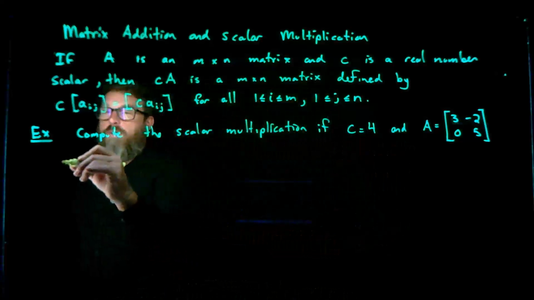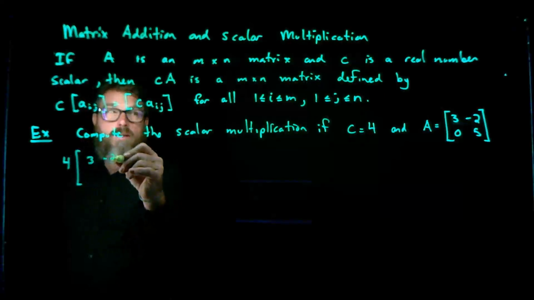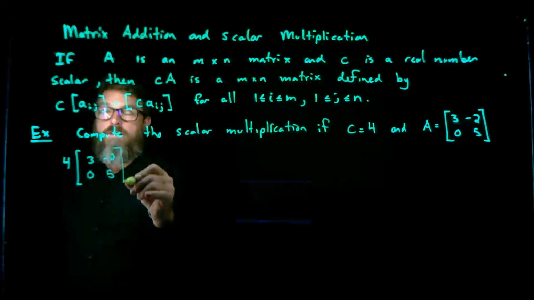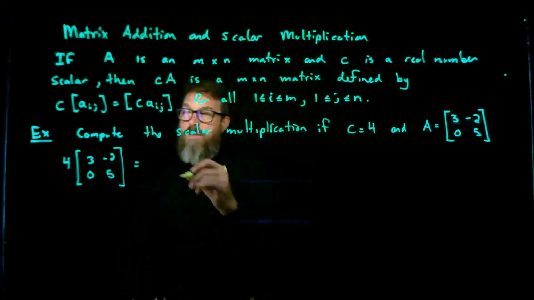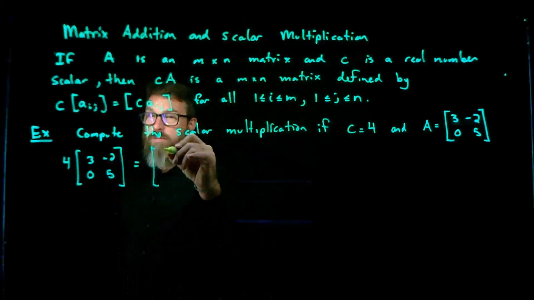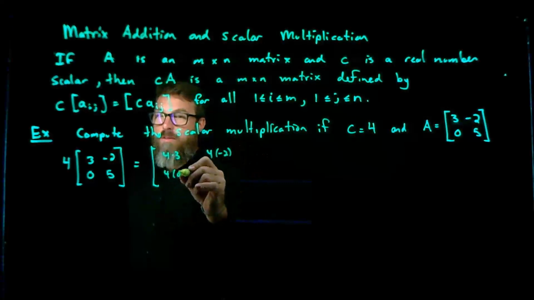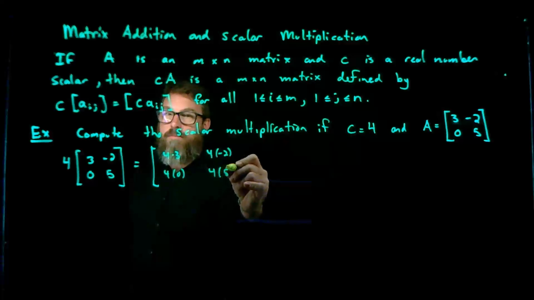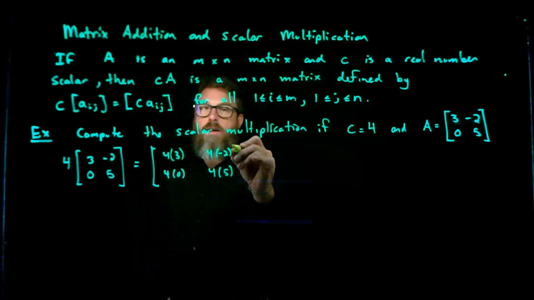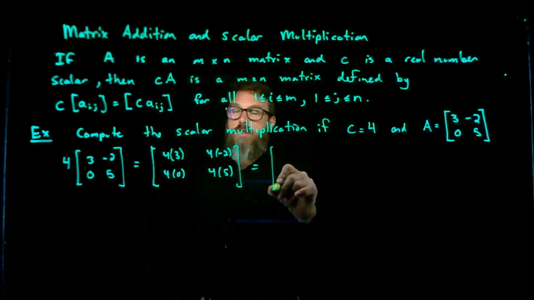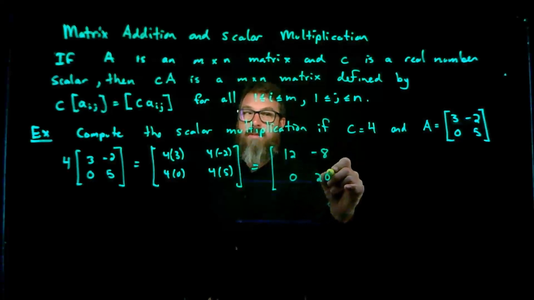So essentially we have 4 times this matrix that says 3, minus 2, 0, and 5. And what we know is if I have C times a matrix, you just multiply all these entries times C, so I'm going to multiply all these entries by 4. So this is going to be equal to 4 times 3, 4 times minus 2, 4 times 0, and then 4 times 5. So then our resultant matrix is going to be equal to 12, minus 8, 0, and 20.